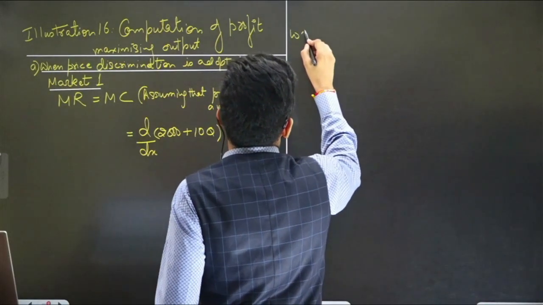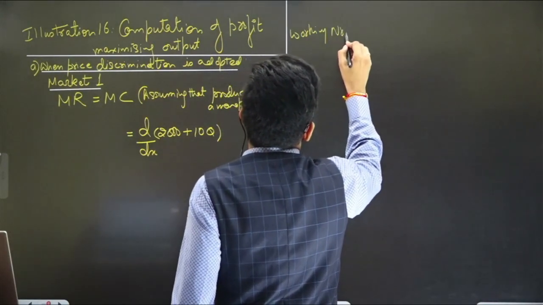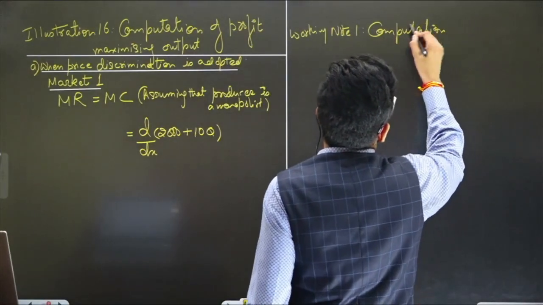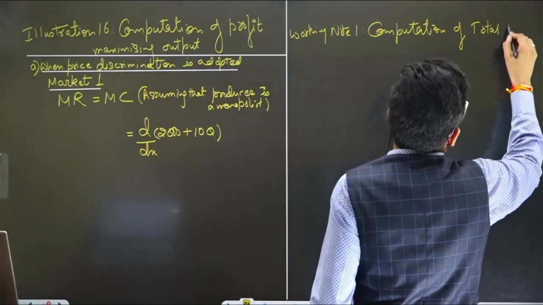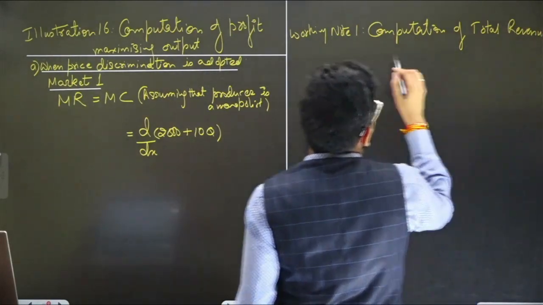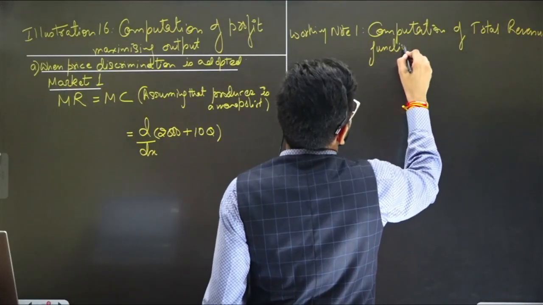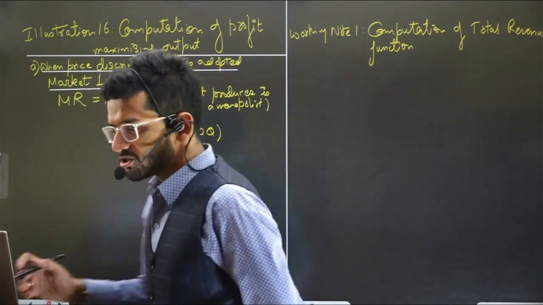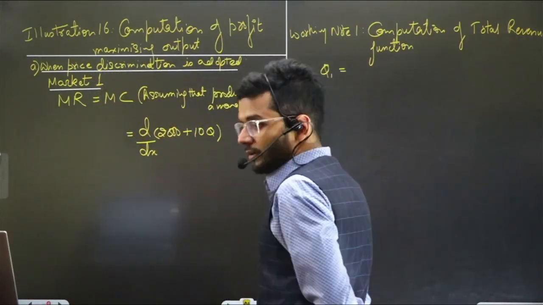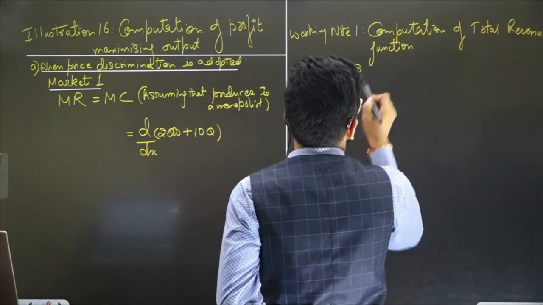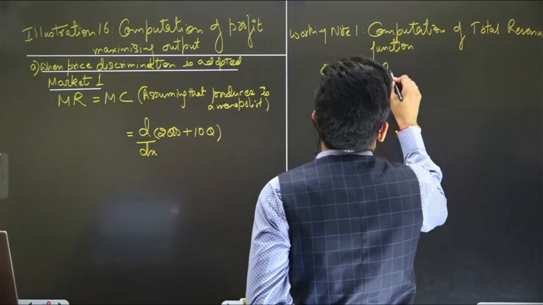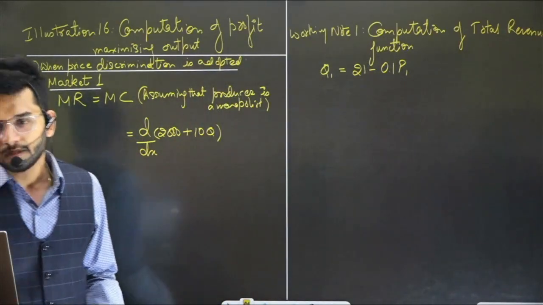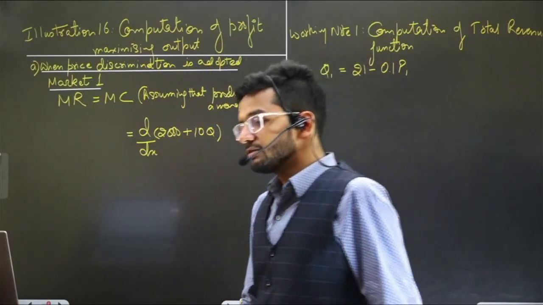Now let us prepare a working note which will tell us what will be the total revenue function, because the total revenue function is not that straightforward in this particular question. So computation of the total revenue function. Q1 is equal to 21 minus 0.1 P1.